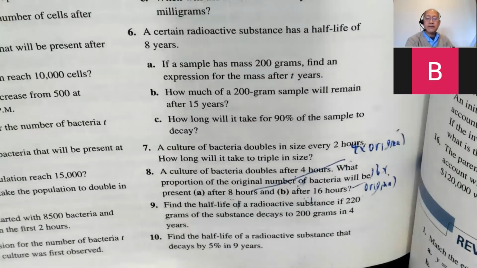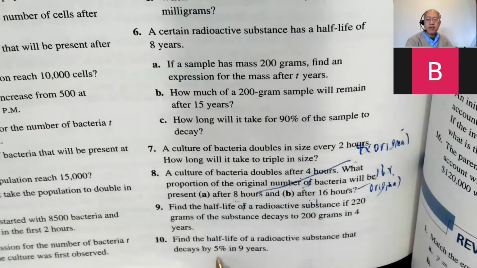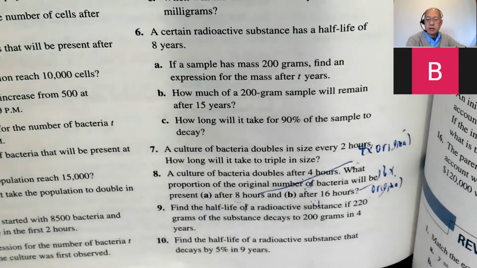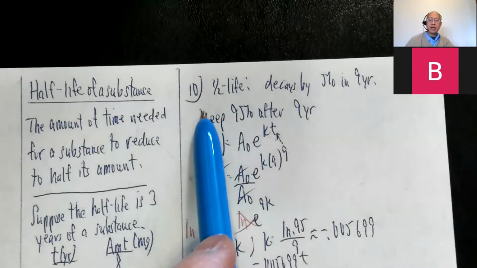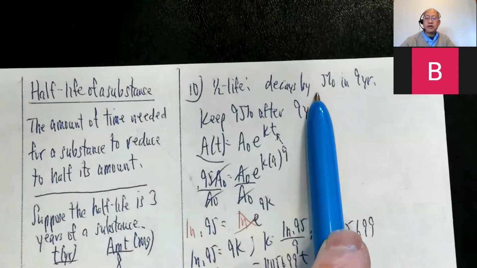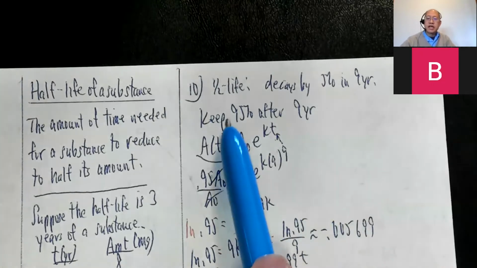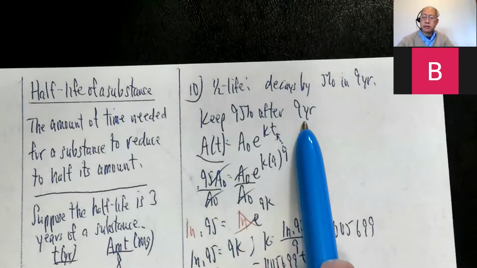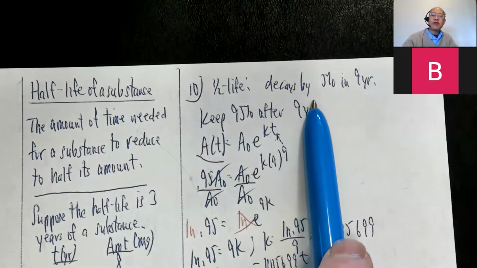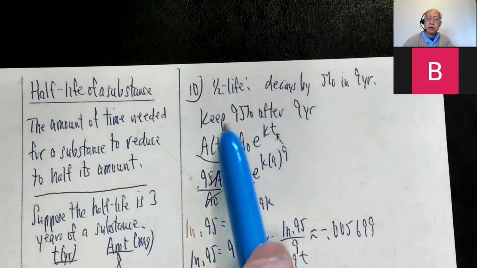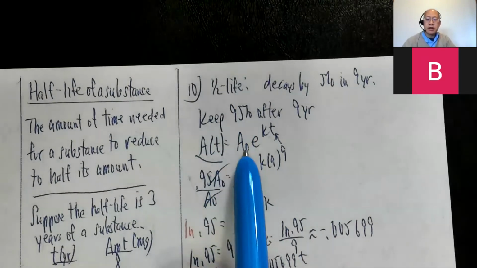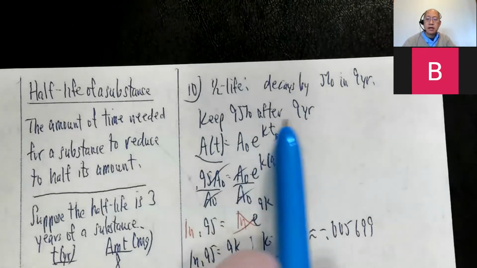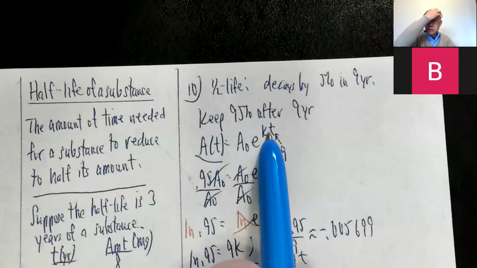Okay, 10. Find the half-life of a radioactive substance that decays by 5% in 9 years. So find the half-life. Now, decays by 5% in 9 years means you keep 95% after 9 years, right? You lose 5%, so you keep 95%. So here's what you do. A of t is A0 e to the kt. 9 years, so 9 goes here.